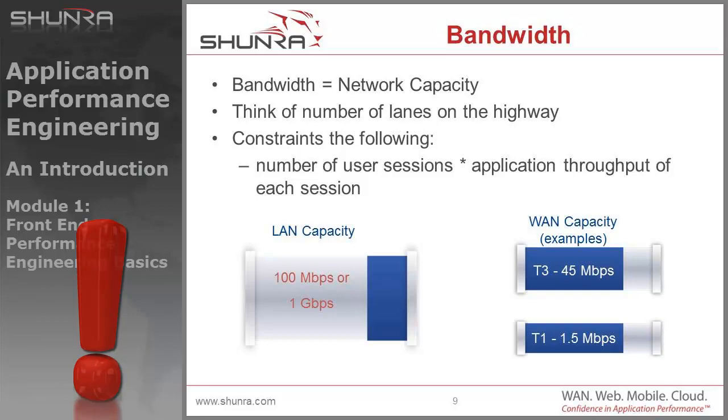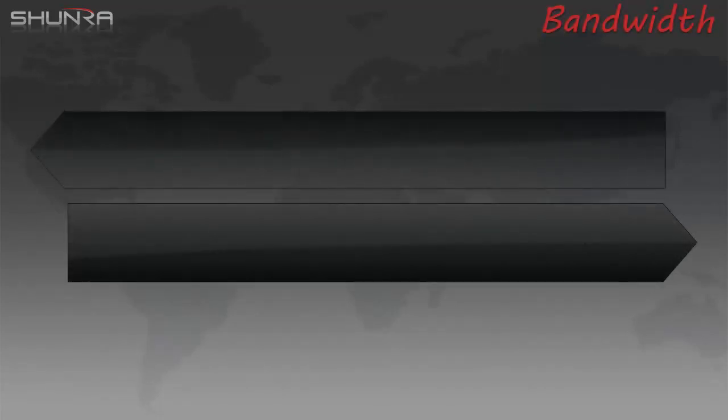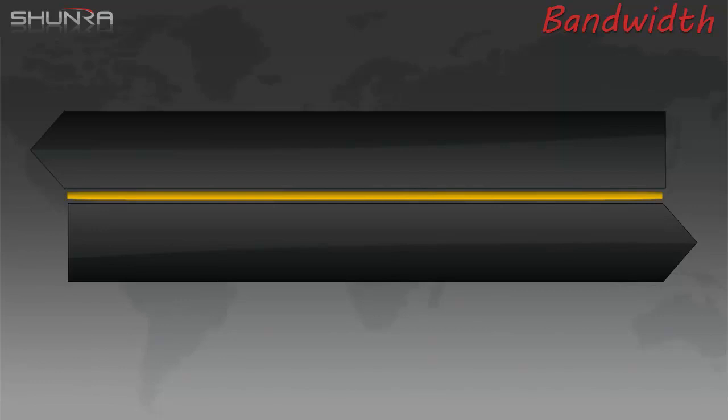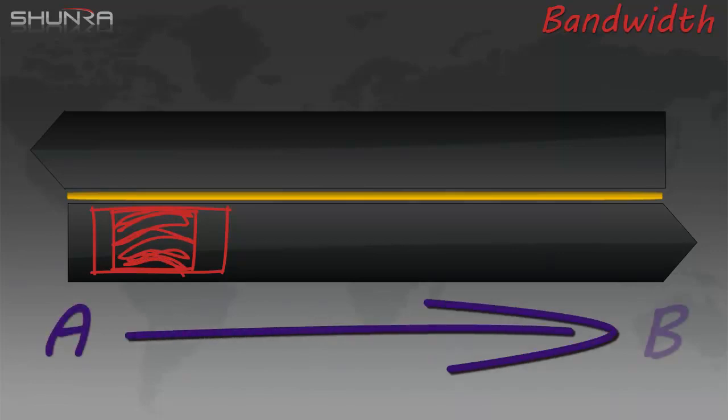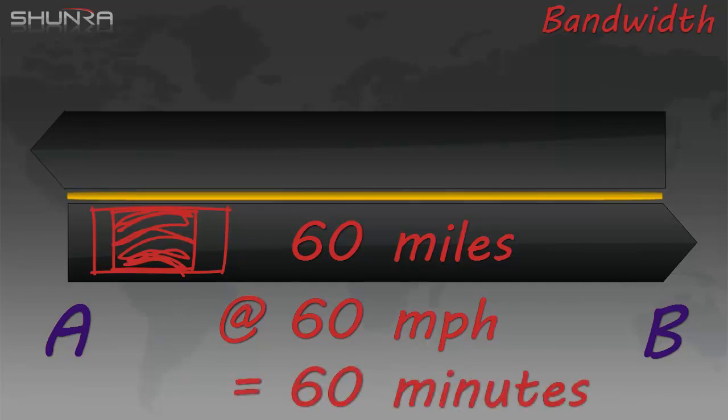Well, I'd like to disprove that for you right now. And I'm going to go back to the board. So let's imagine this. We're on a single lane highway. We're in a car. We're traveling from point A to point B. Point A to point B are 60 miles, and our car's traveling at 60 miles per hour. How long will it take from that car to get from point A to point B? 60 minutes, right?